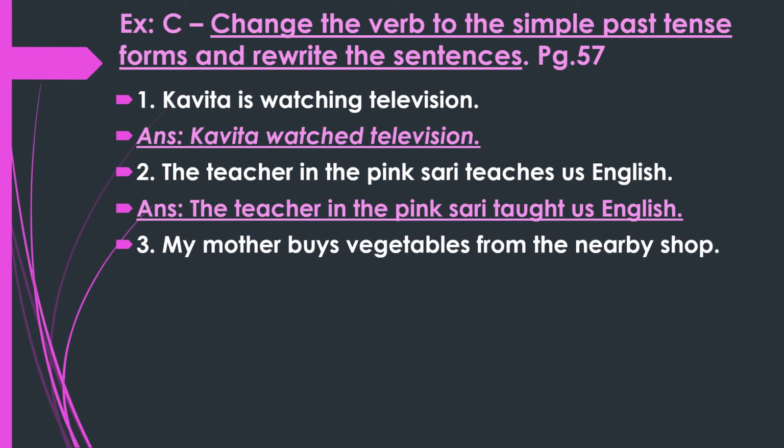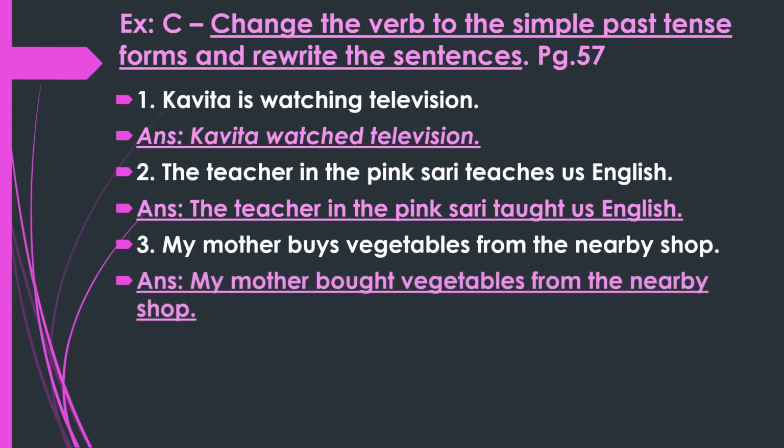Number 3 is, my mother buys vegetables from the nearby shop. Again, this sentence is given to us in the simple present tense and we have to change it to the simple past tense. So buys becomes bought and the sentence becomes, my mother bought vegetables from the nearby shop.